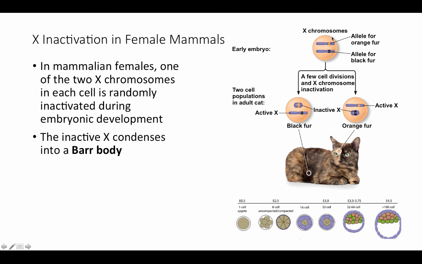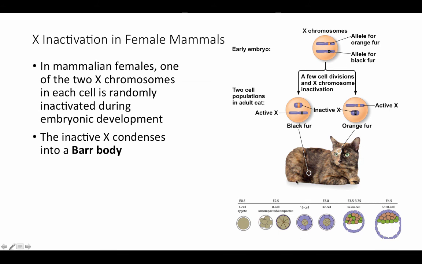So let's say for a cat, you've got an allele for orange fur, an allele for black fur. Somewhere down here at this early developmental stage, one of those X chromosomes is randomly shut off in each of these. In this cell, it's the orange fur that's condensed into this bar body. In this one, it's the black fur allele that's inactivated. That results in this color pattern that we see in tortoiseshell cats, this kind of mottled appearance due to the different cells being located at different parts of their body that are expressing these different genes.